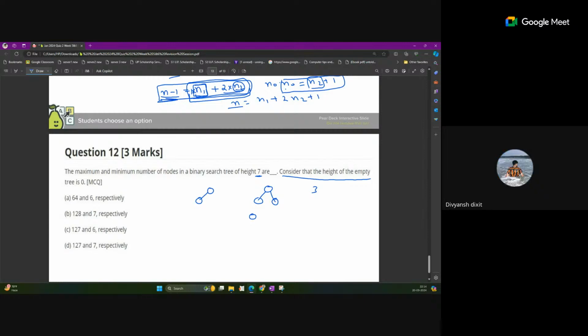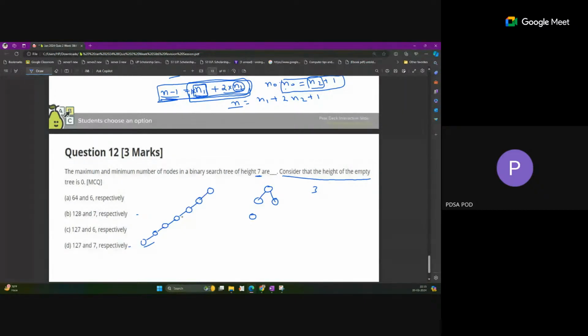Sir, option D, so that we will check. Here it is starting from 1 in the non-empty binary search tree. So definitely, if all nodes are connected in this manner, 1, 2, 3, 4, 5, 6, and 7, that will be the case with the minimum number of nodes for this height. So definitely the minimum will be 7. So either B or D.